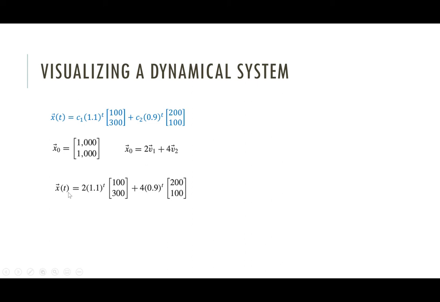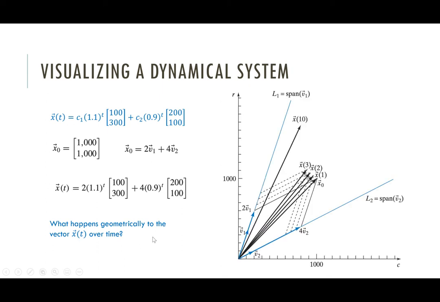And so our state vector is this. And so what we do when trying to visualize a dynamical system is we think of the state vector as a vector, and we think geometrically what's happening to this vector as t changes. And so your book gives us this nice diagram. There's a lot going on, so let's see what's happening.